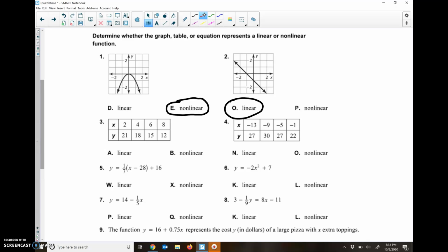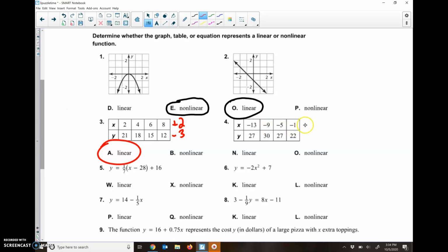Table, remember, we're looking for an adding or subtracting pattern for both the x's and the y's. So my x's looks like it's going up 2 here, and my y's from 21 to 18 to 15 to 12, it looks like it's going down 3. There's a consistent pattern for both, so that one's going to be linear.